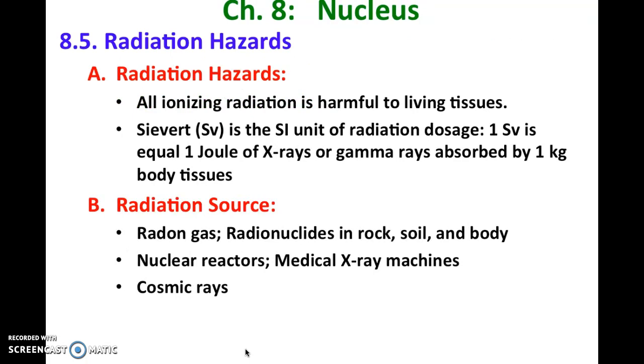All ionizing radiation is harmful to living tissues. Radiation level is measured using the SI unit sievert, shortened as Sv, with 1 Sv equal to 1 joule of X-ray or gamma rays absorbed by 1 kilogram of body tissue. Sources of radiation include radon gas, radionuclides in rock, soil and body, nuclear reactors, hospital medical X-ray machines, and cosmic rays.